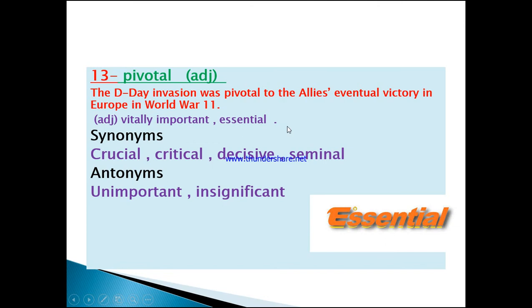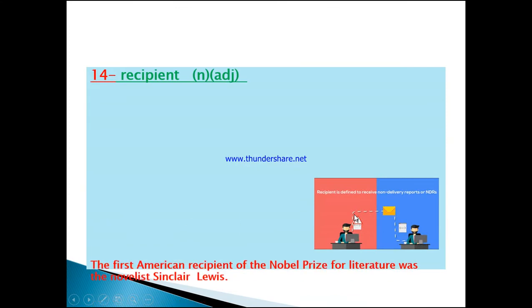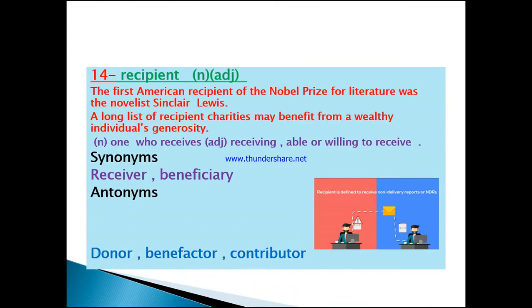I think now it's clear, guys. It means central. Lionel Messi is a pivotal player in Barcelona. Without him, what are we going to do? Barcelona is going to lose a lot of matches. What about the synonyms? Crucial, critical, decisive, seminal. What about the antonyms? Unimportant, insignificant. Let's go, guys, to word number 14.